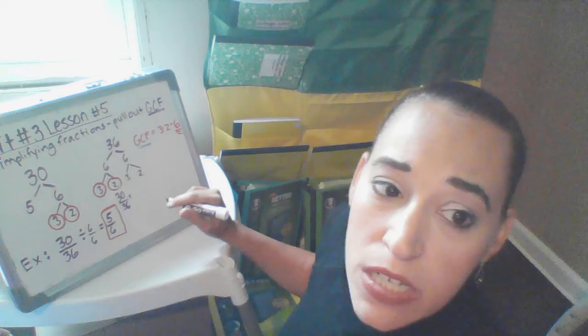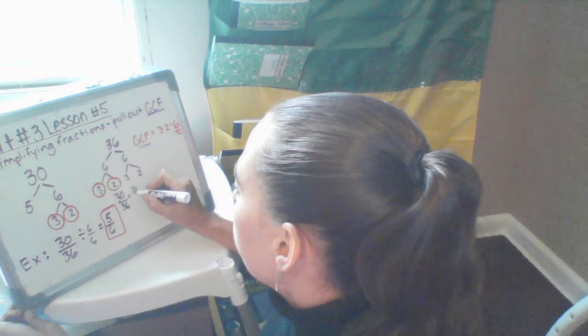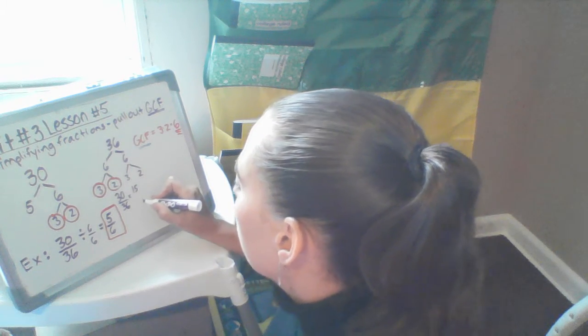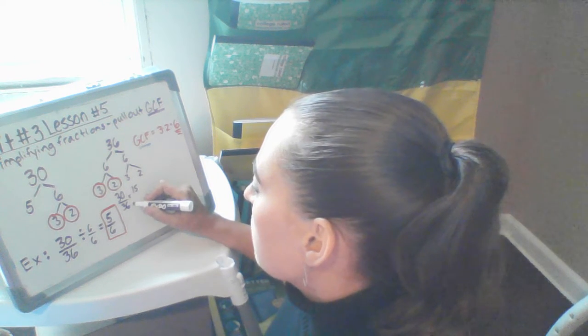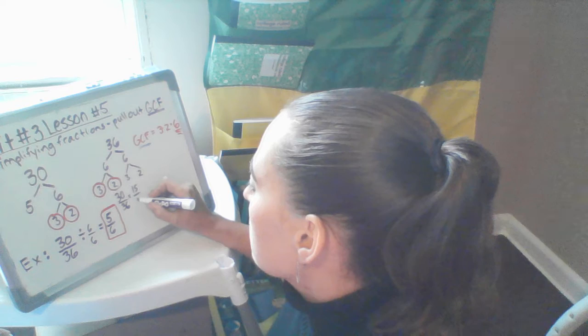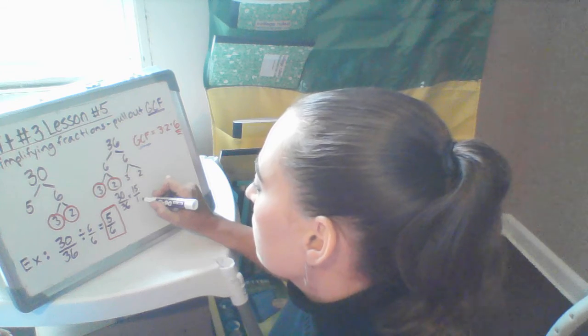All right. So if I divide by 2 the first time, 30 divided by 2 is 15. Okay. So 36 divided by 2, 2 goes into that once, 2 goes into that. So do that in your calculator.